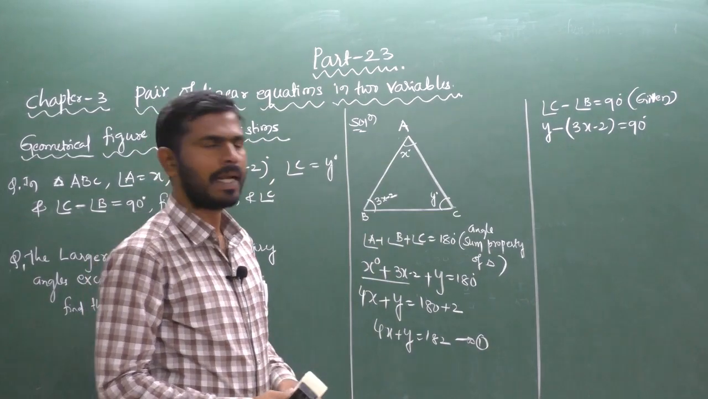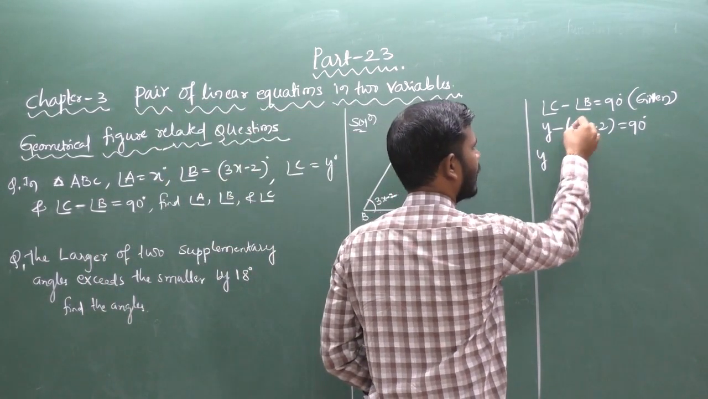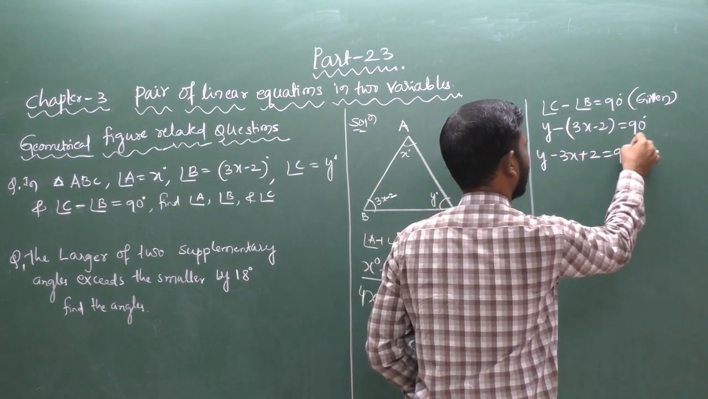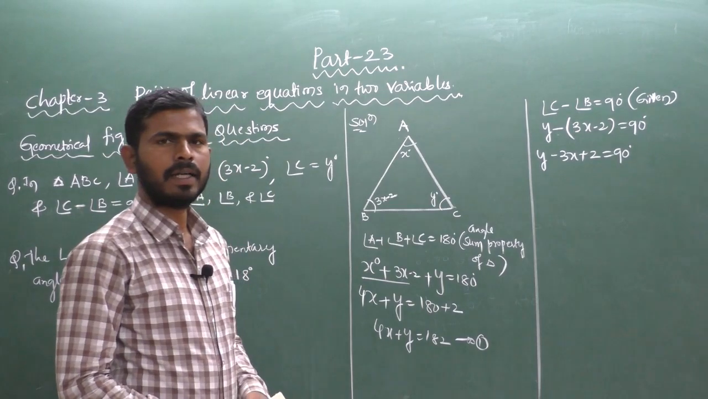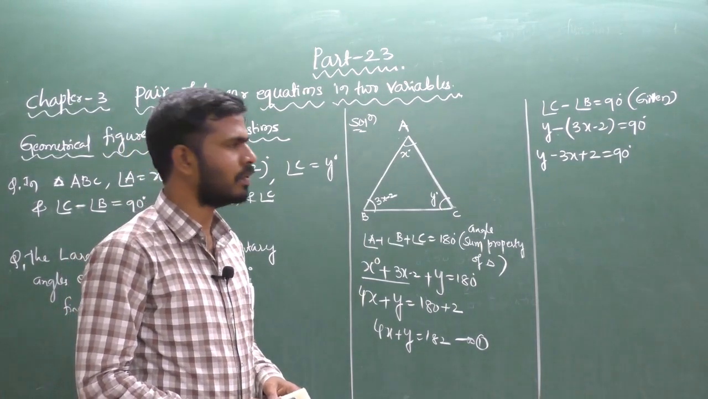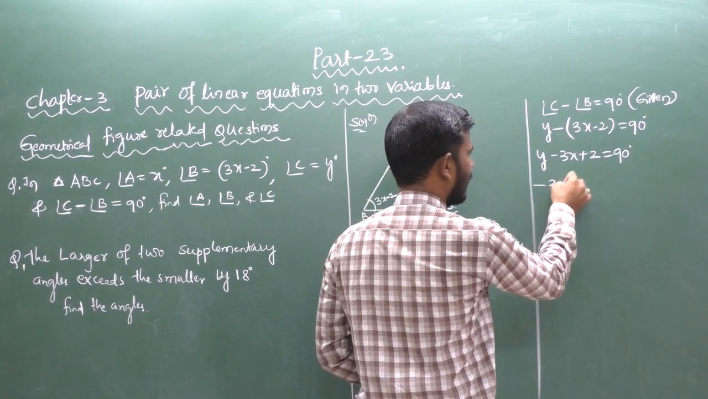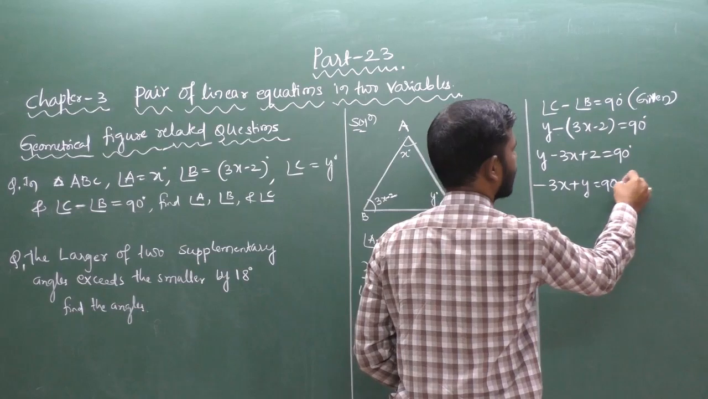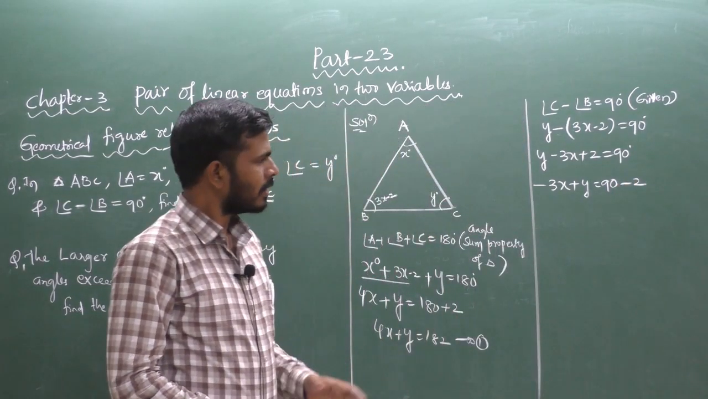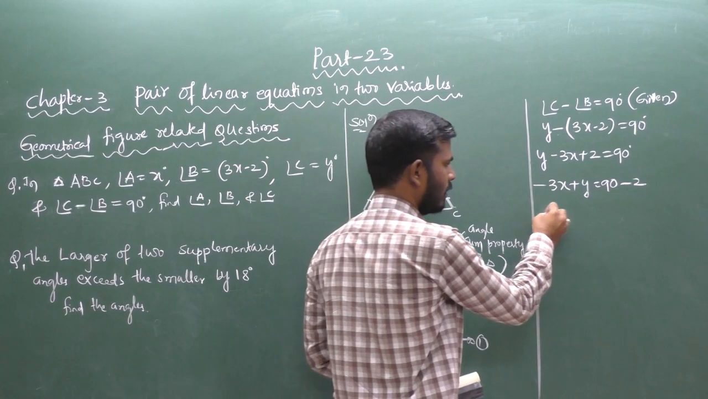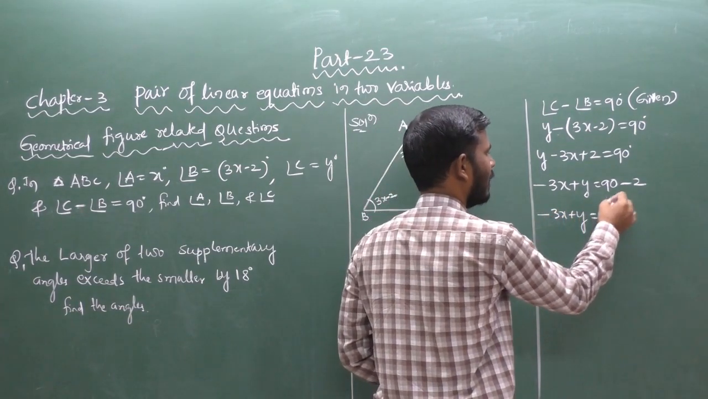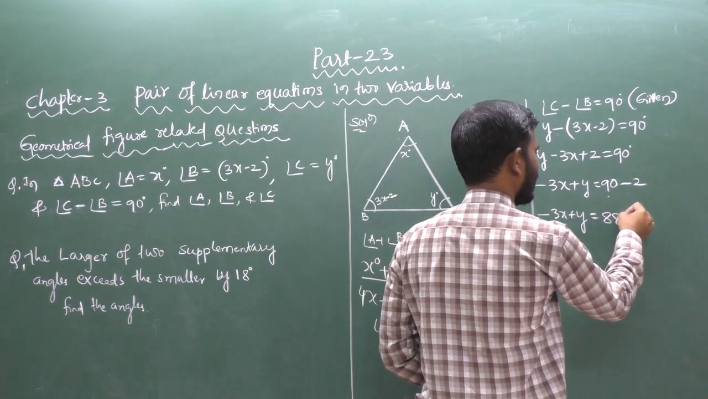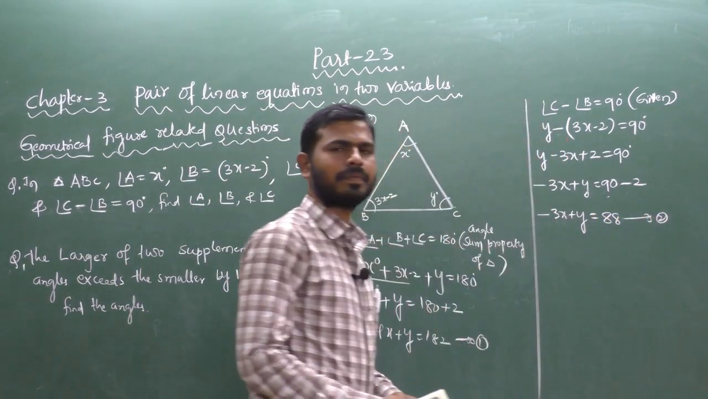Next you have to simplify the bracket, means we will get minus 3x, minus into minus plus 2, equal to 90 degree. Next you have to write the general form of a pair of linear equations in two variables. So it becomes minus 3x plus y equal to 90 plus 2, it becomes minus 2. So next one step you simplify, we get minus 3x plus y equal to 90 minus 2, that is 88.